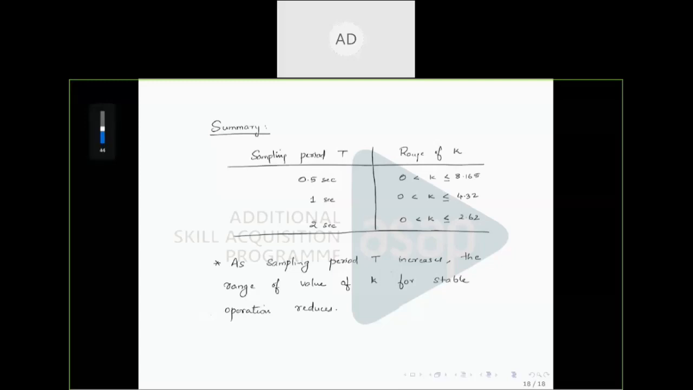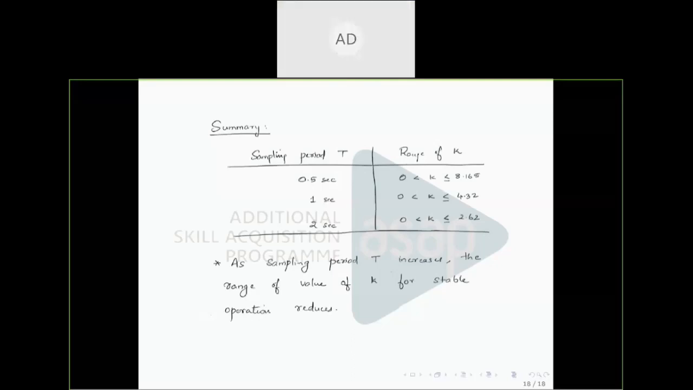Generally, that is the pattern we have seen in this example as well. As the sampling period is increased, the gain decreases, or as the sampling period is reduced, the range of values of k increases. But I'm not sure if that is the general thing. Mostly I think it is, because that is the obvious way to see the case, but I'm not sure about generalizing that.